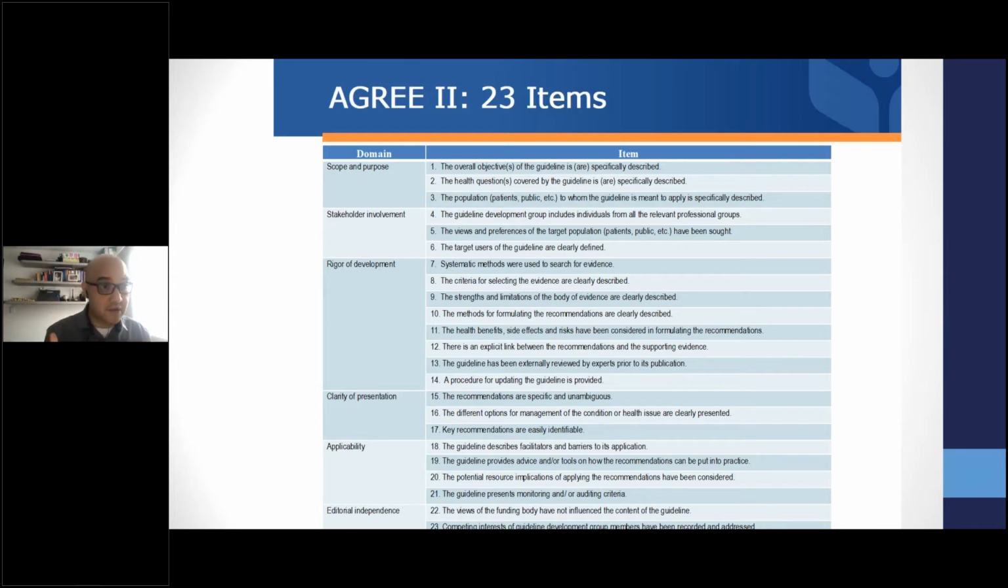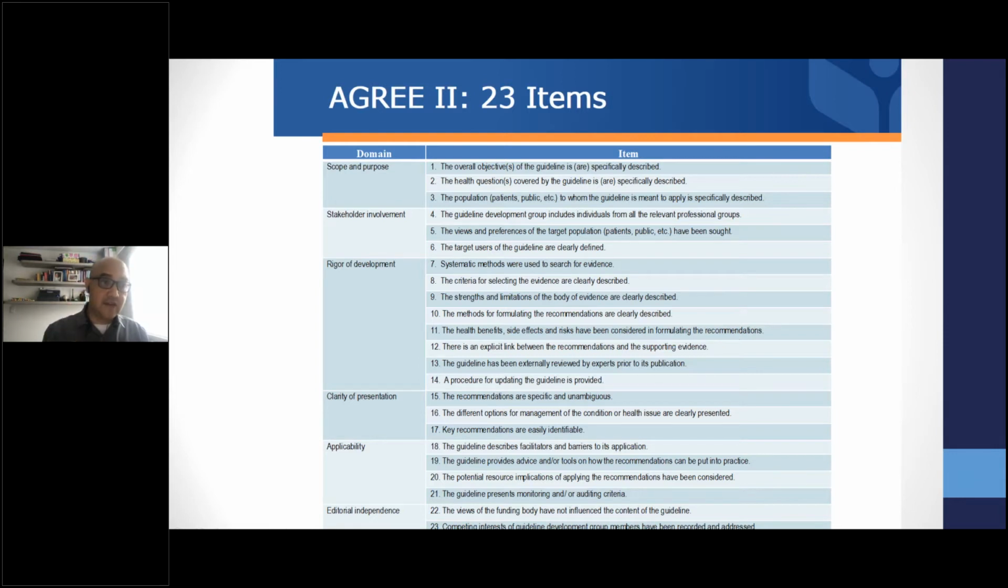The guidelines have been reviewed by experts before they're published, and there is a clear update process for the guideline. That is the rigor of development, and for many people in the guidelines world, it could be the most important domain, which is the third domain of the AGREE tool. The clarity of presentation is the fourth domain. It has 3 points, as you can see there.